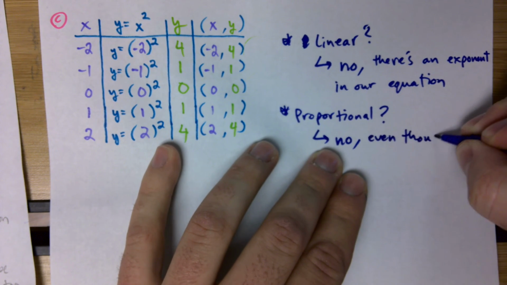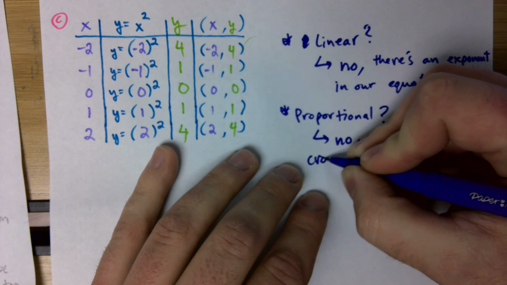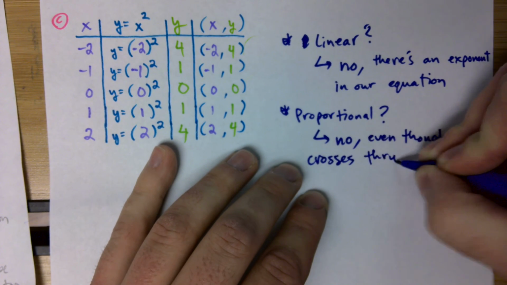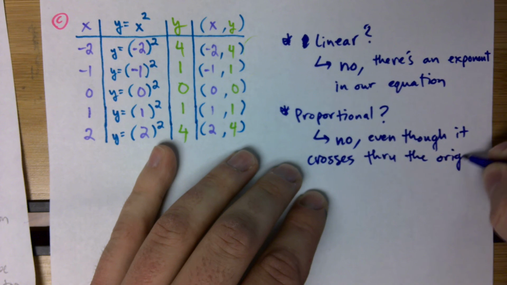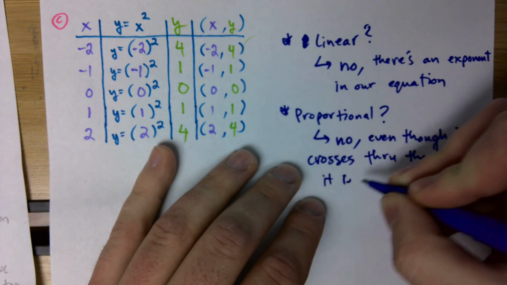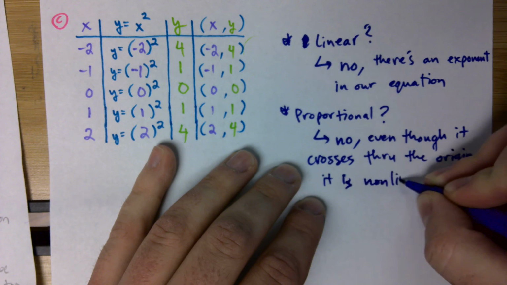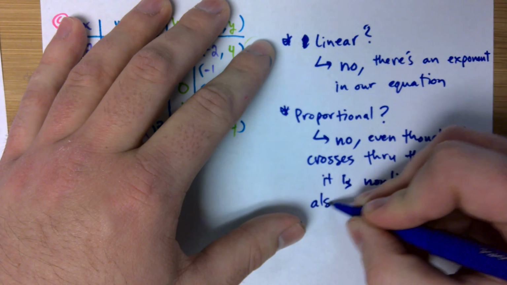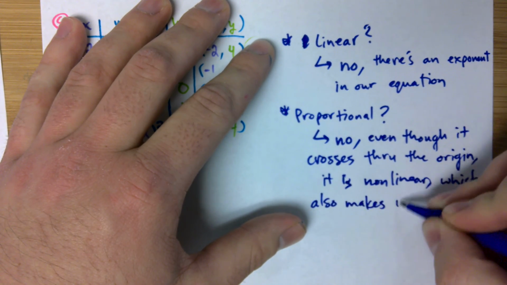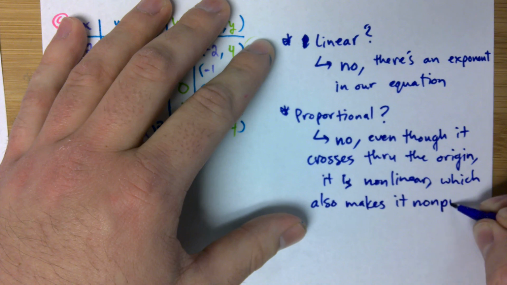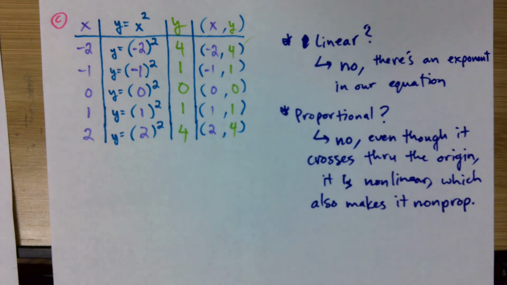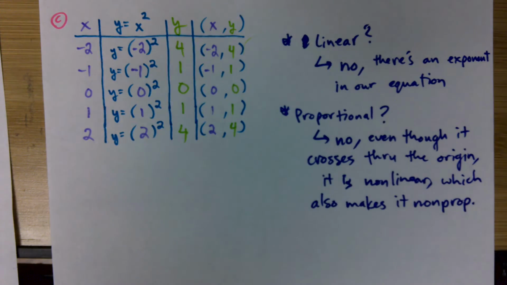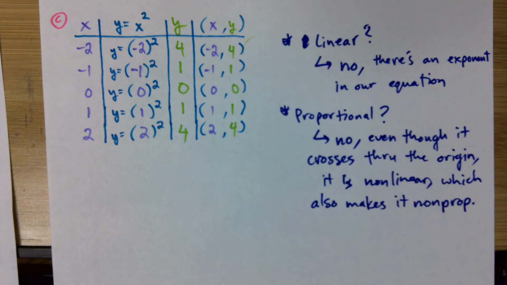Even though it crosses through the origin, it is non-linear, which also makes it non-proportional. It's kind of like how a square is considered a rectangle, but a rectangle cannot be considered a square. They are not the same thing. One of them is just a little bit more specific.